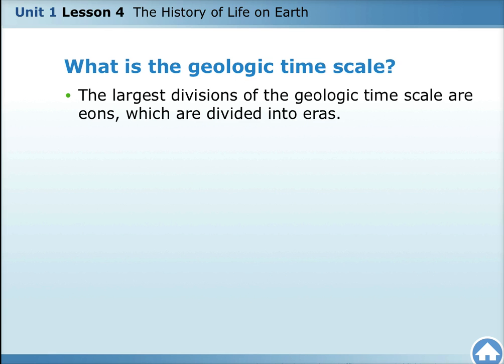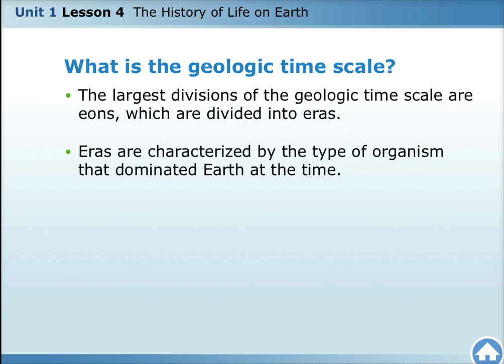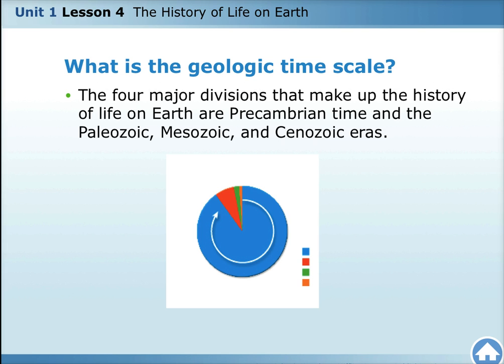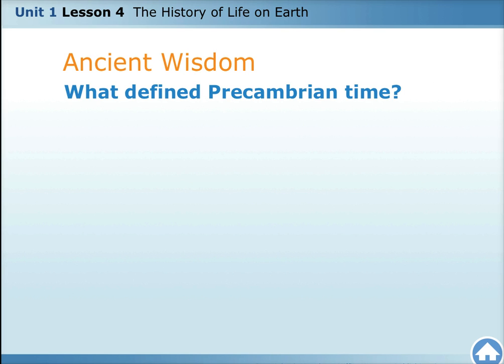The largest divisions of the geologic timescale are eons, which are divided into eras. Eras are characterized by the type of organism that dominated Earth at that time. Eras are further divided into periods, and periods are divided into epochs. The four major divisions that make up the history of life on Earth are Precambrian time and the Paleozoic, Mesozoic, and Cenozoic eras. So what's defined as Precambrian time?